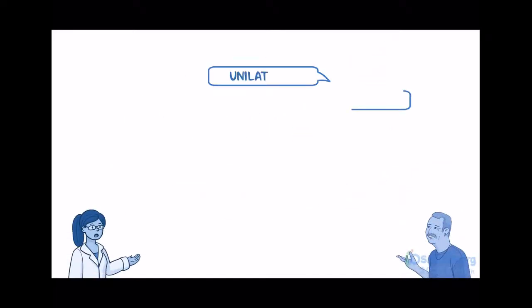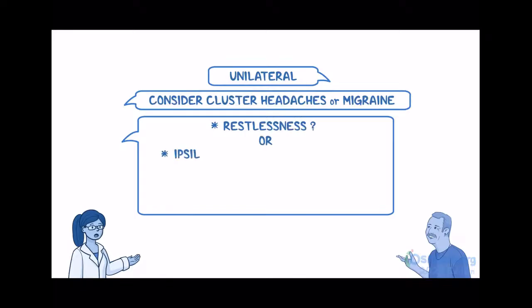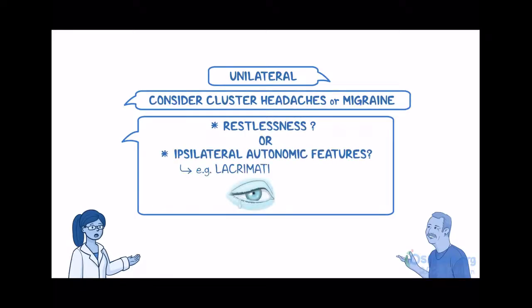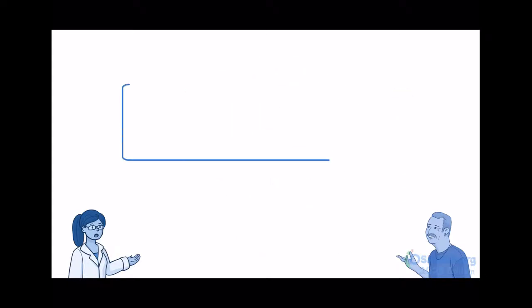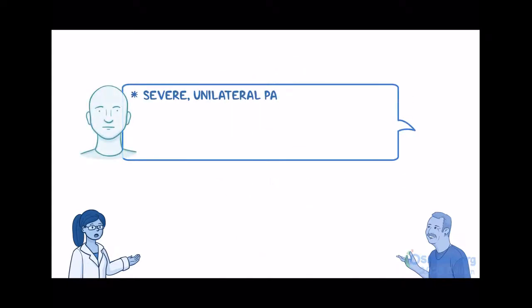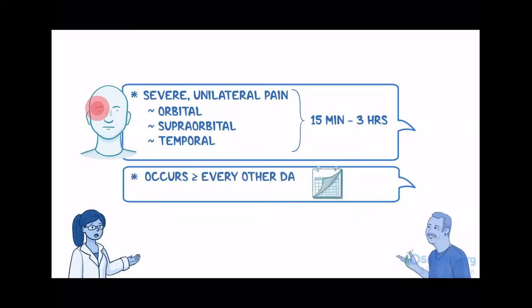On the flip side, if the headache is unilateral, consider cluster headaches or migraine. Next, assess whether the headache is associated with either restlessness or ipsilateral autonomic features, such as lacrimation and rhinorrhea. If either of those characteristics is present, suspect cluster headaches and assess the criteria. The patient should describe headaches as severe, unilateral pain in the orbital, supraorbital, or temporal region that typically lasts 15 minutes to 3 hours. These headaches are frequent and occur at least every other day, sometimes multiple times a day.